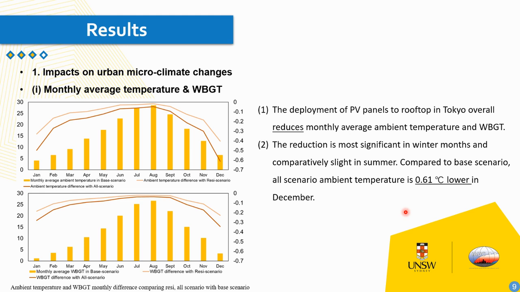We may find that the deployment of PV panels on rooftops in Tokyo could overall reduce the monthly average ambient temperature and WBGT. But there is a difference across months: the reduction is most significant in winter months and comparatively slight in summer. Compared to the base scenario, in the all scenario the ambient temperature will decrease by about 0.6 degrees in December. So we want to know why there is a difference in different months.